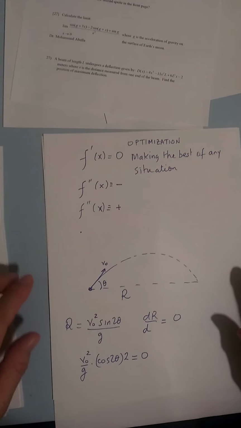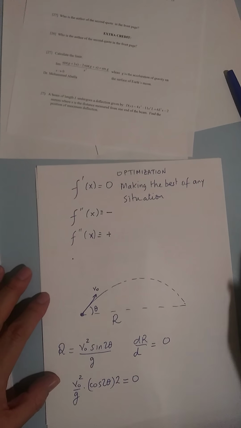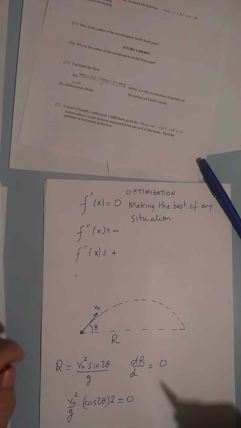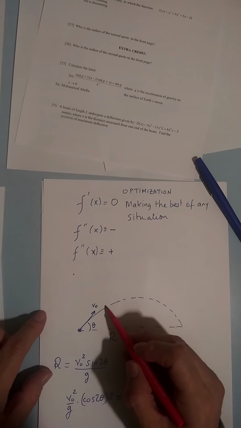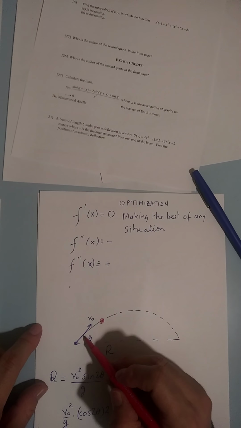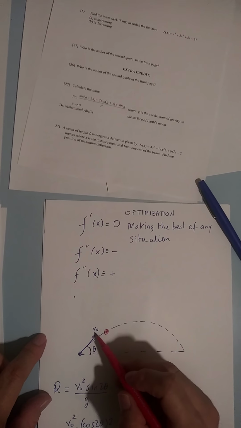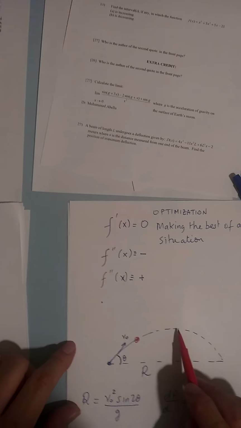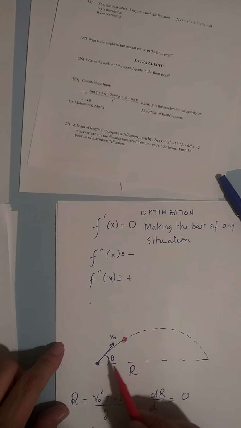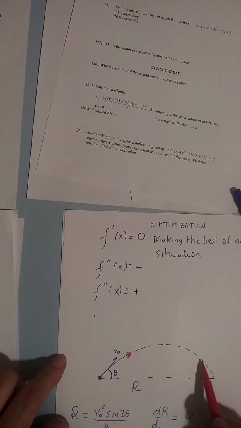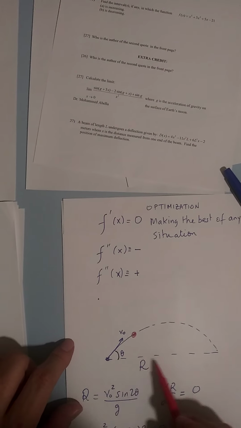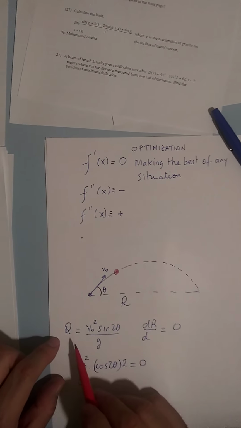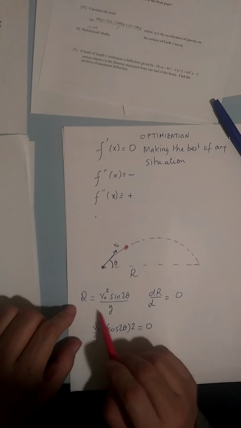In this example, we're going to use a projectile. When you throw a projectile, like a field goal, a baseball, or anything, if you launch it at an angle theta, at an initial velocity v0, this object will go in a curve like this. We're going to ignore air resistance. The range is how far it travels horizontally. And the formula for the range from physics is derived like this.